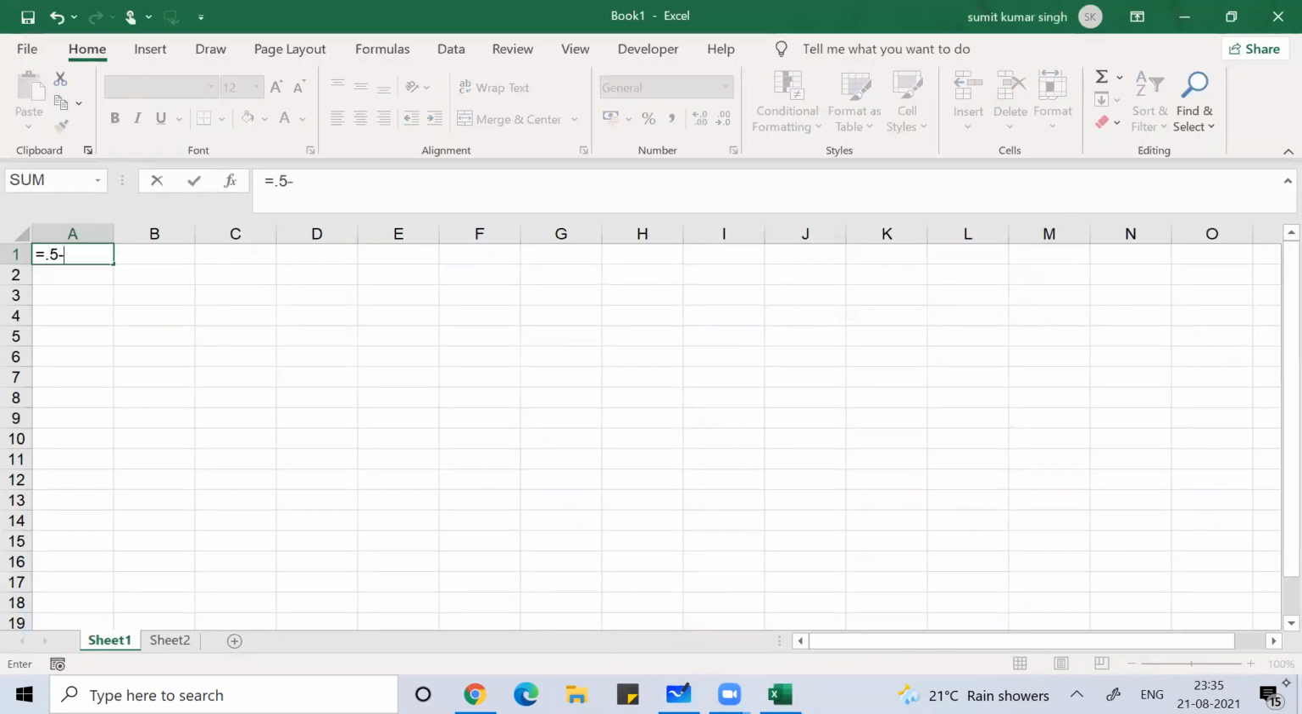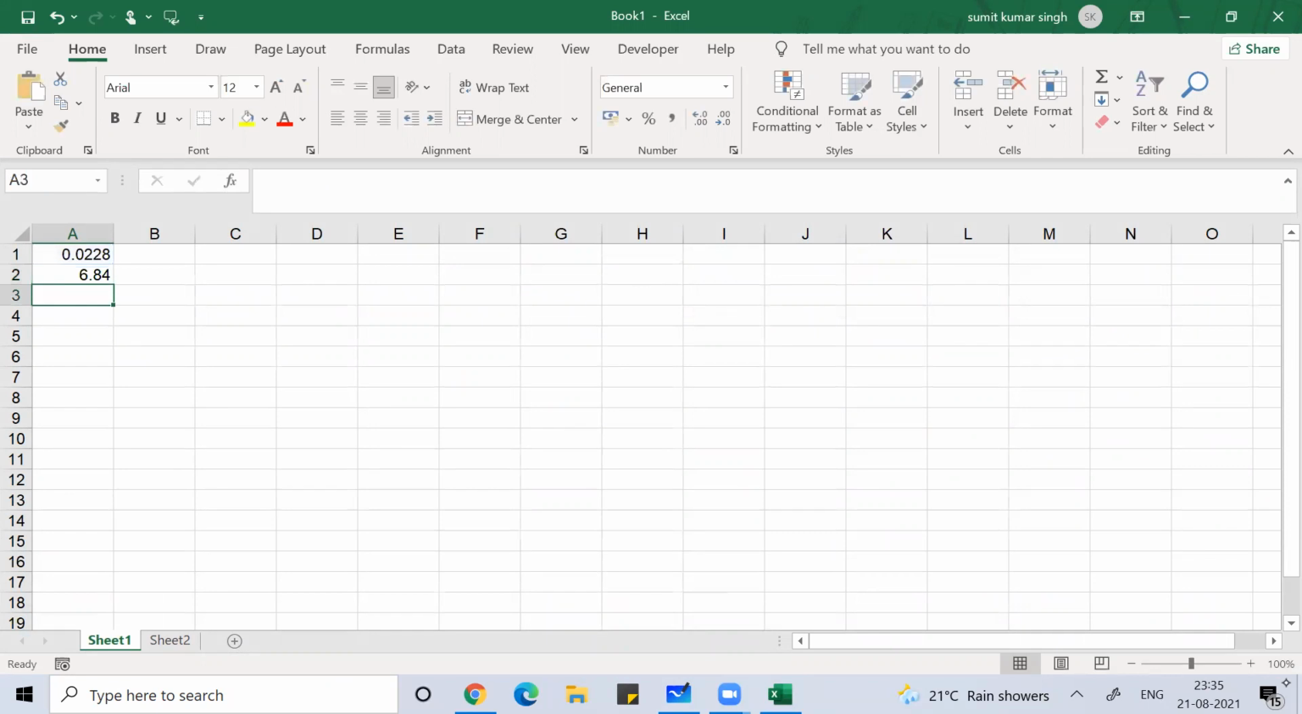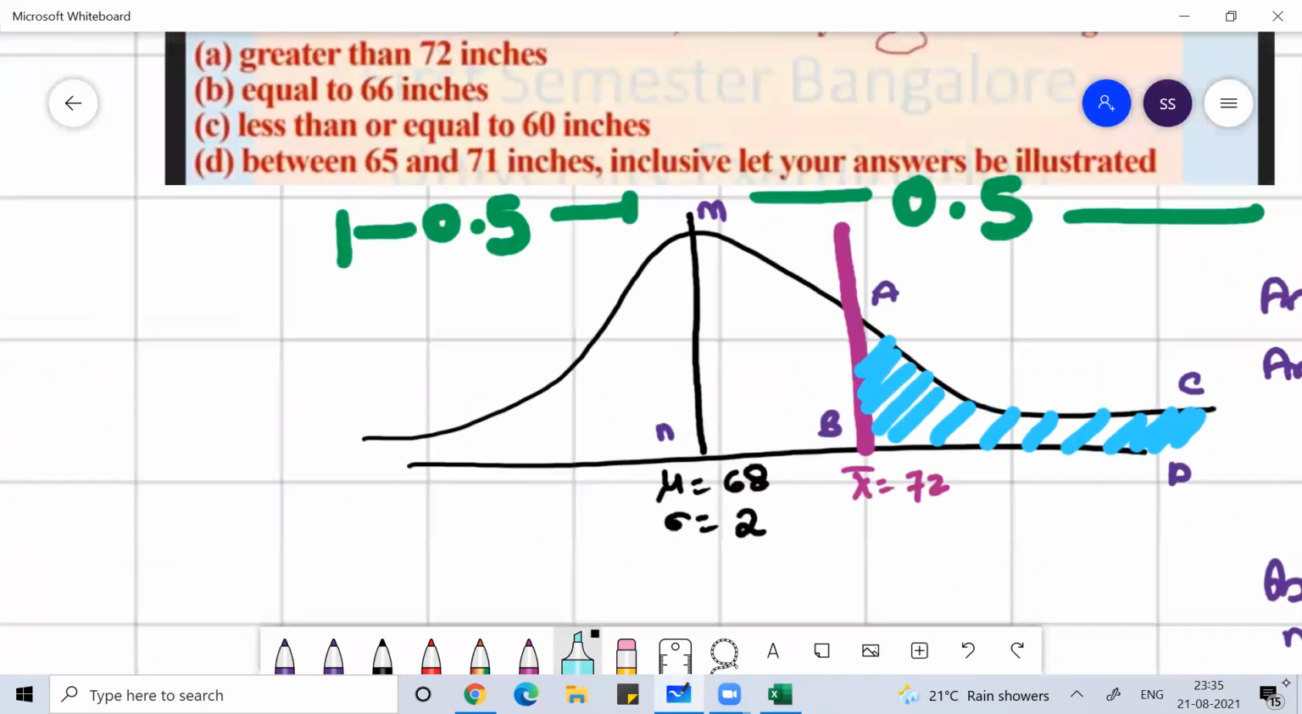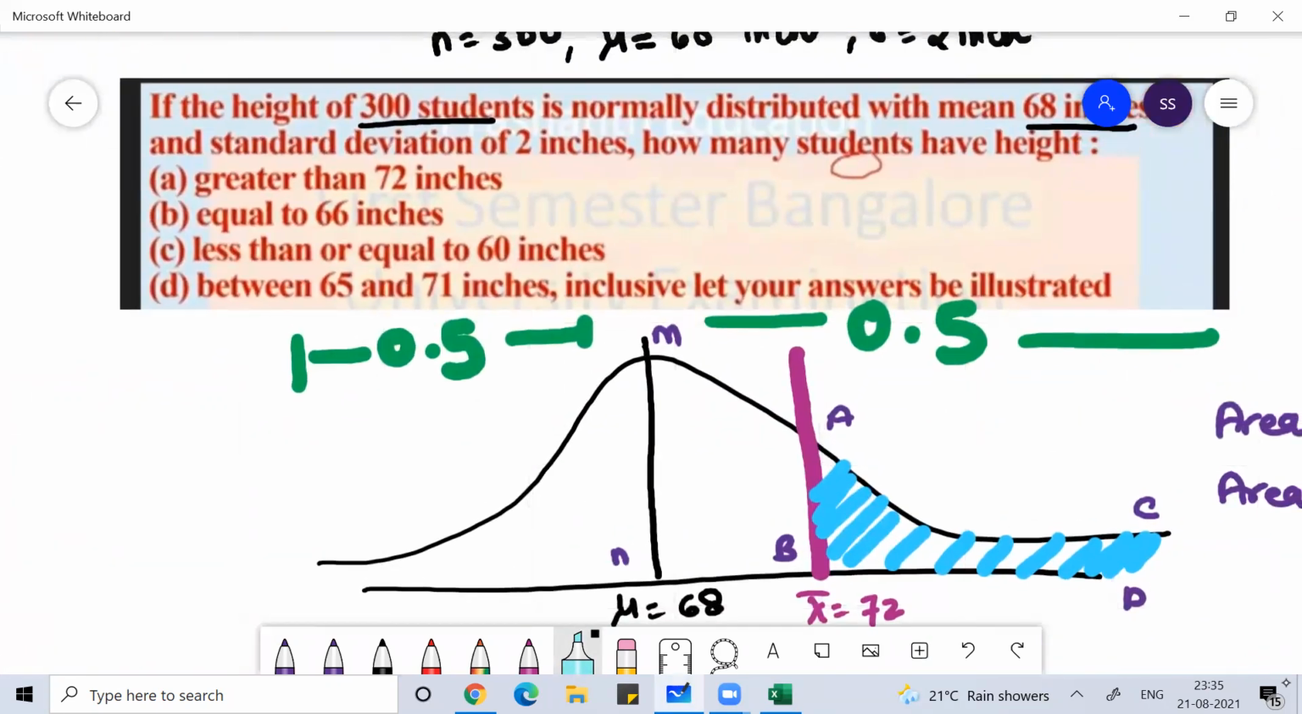This is 0.5 minus 0.4772, which is 0.0228. This times 300 is 6.84. So you can write approximately 7. 7 is the answer for this problem. Clear, everyone?